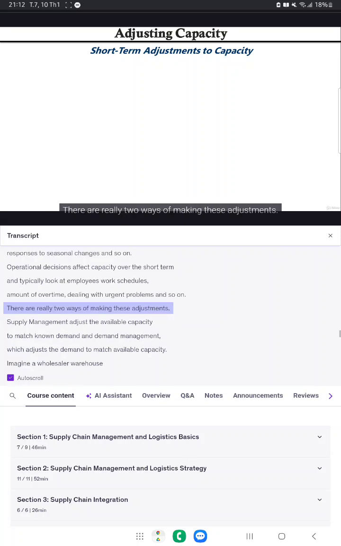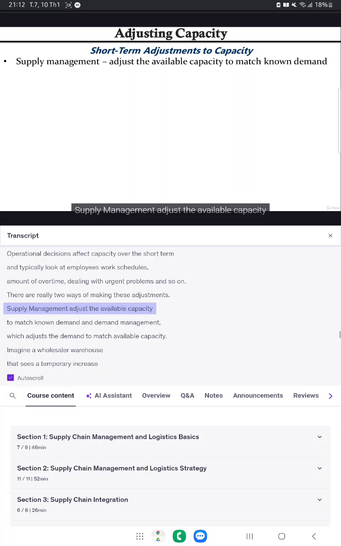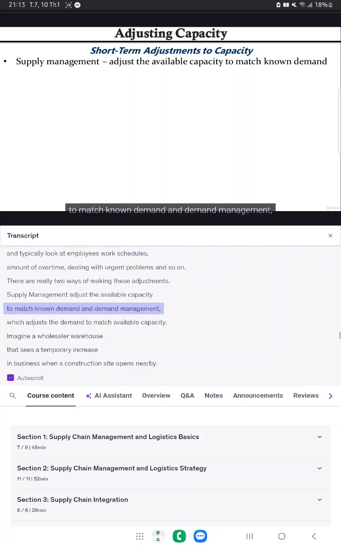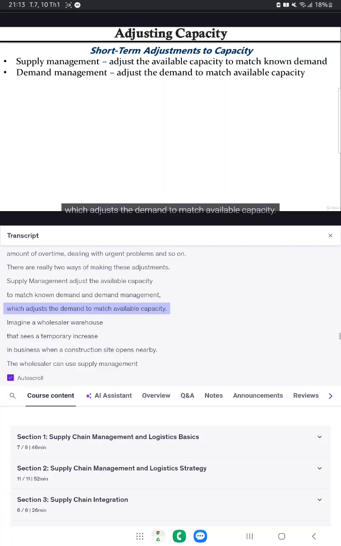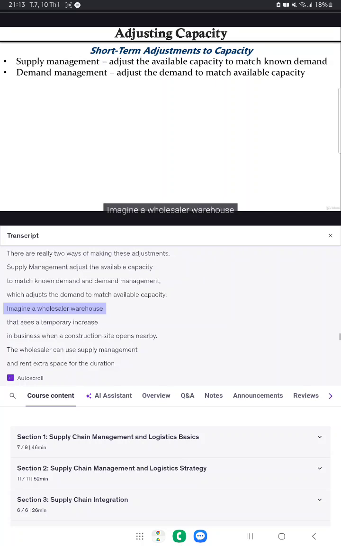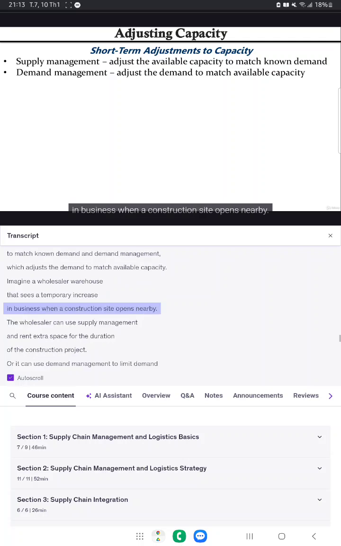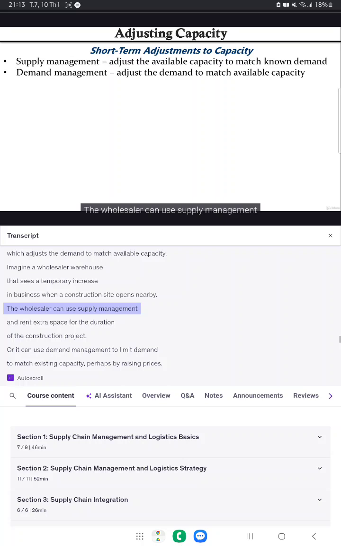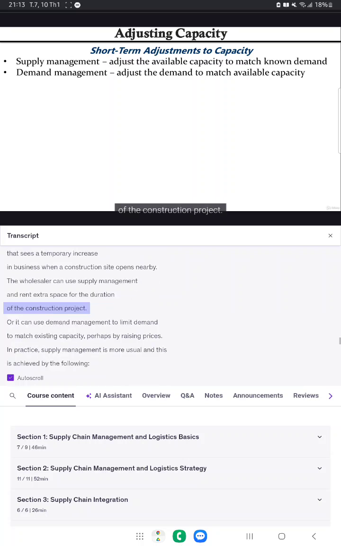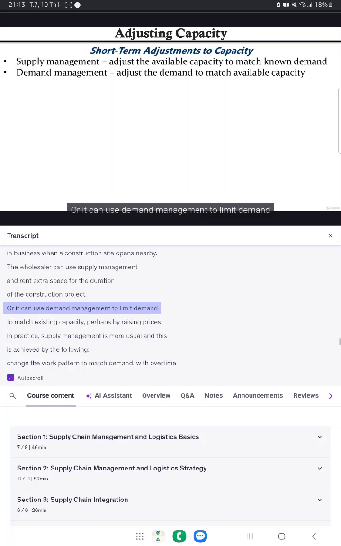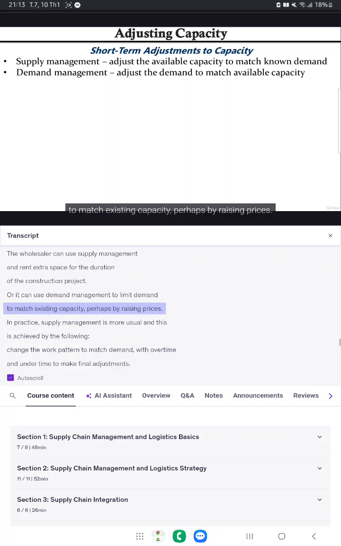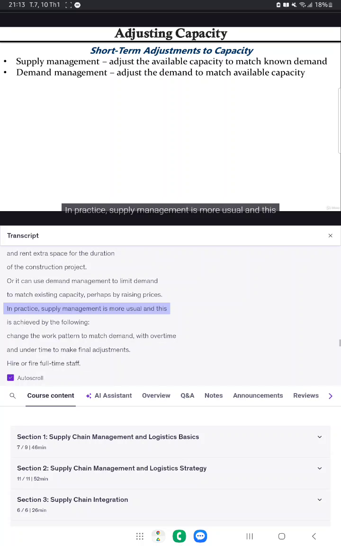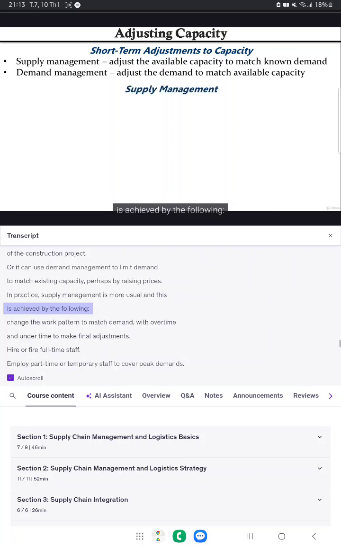There are really two ways of making these adjustments. Supply management adjusts the available capacity to match known demand, and demand management adjusts the demand to match available capacity. Imagine a wholesaler warehouse that sees a temporary increase in business when a construction site opens nearby. The wholesaler can use supply management and rent extra space for the duration of the construction project, or it can use demand management to limit demand to match existing capacity, perhaps by raising prices. In practice, supply management is more usual, and this is achieved by the following.